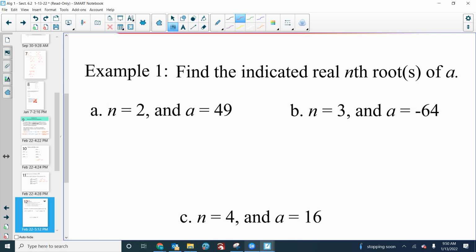So when they say n is 2, we know what they're really trying to say. They're trying to say find whatever a is and raise it to the 1/2 power. Do you agree? What's 49 to the 1/2 power? 7.